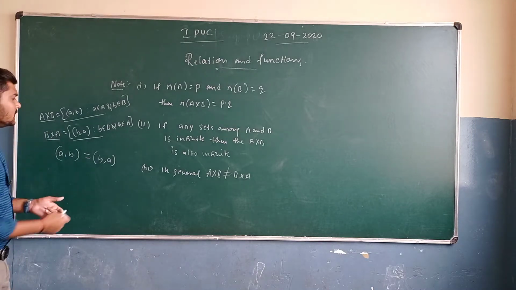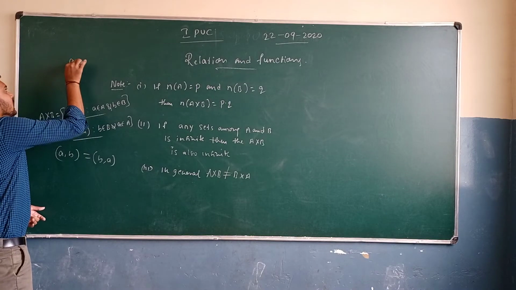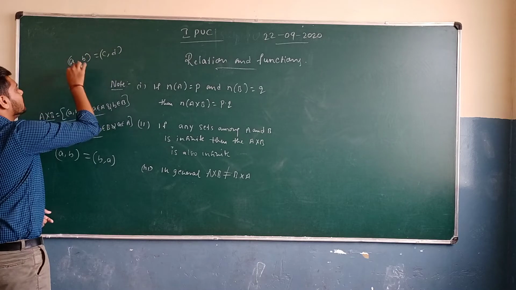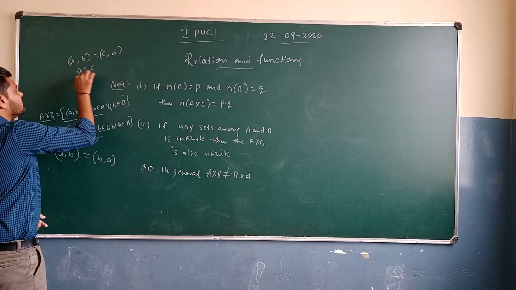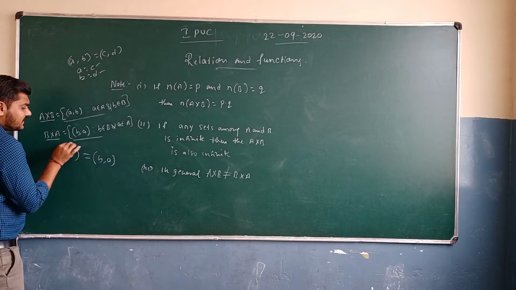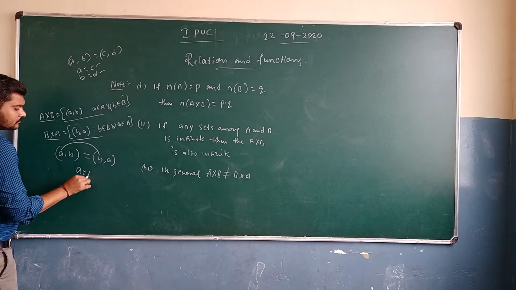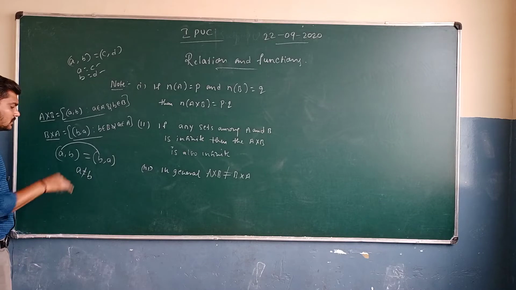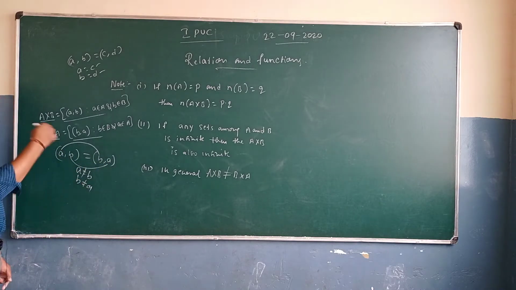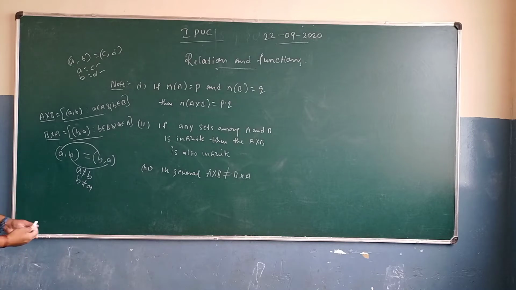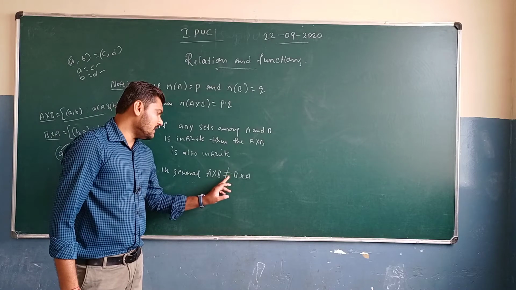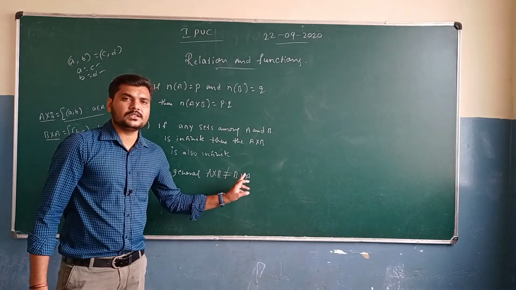have to be equal. We took (a, b) equal to (c, d) as an example. That means a must equal c and b must equal d; only then do we say they are equal. But here, pay attention: how can a be equal to b? It cannot. And b equal to a is also no. So in general, the Cartesian product A cross B is never equal to B cross A.